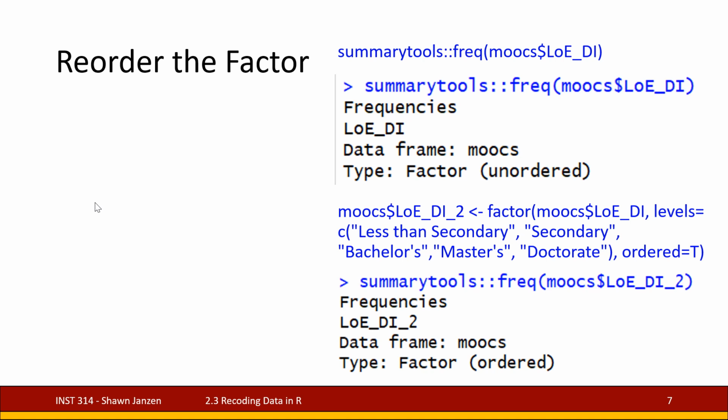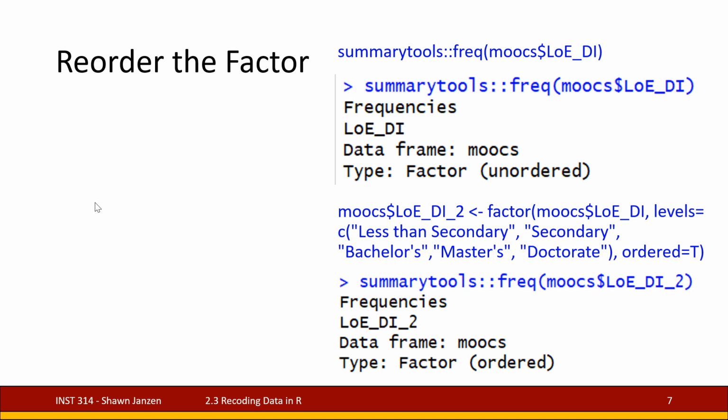In this case, it says it's unordered, and in the example code below we are reordering it. I'm using the factor function, and I've taken moocs$LOE_DI and we're going to make it a factor. It already is a factor, but we're making a new variable, storing this into LOE_DI2. Among the options of factor, I'm using the levels option, and then I have the c, indicating the levels in the order I want them to appear.